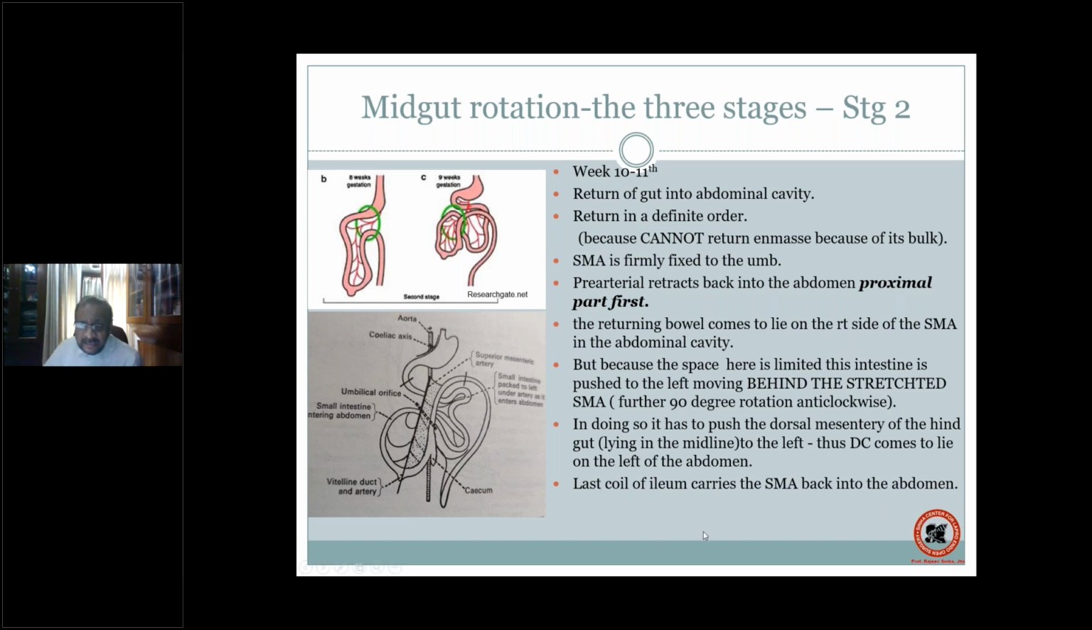Thus, the descending colon comes to lie on the left. See, this is the descending colon. It is pushed. Pushed by what? By this bowel returning back. This is what is happening. Okay. So that is stage 2, and the last coil of the ileum, when it comes back in, is going to bring the superior mesenteric artery back into the abdomen.